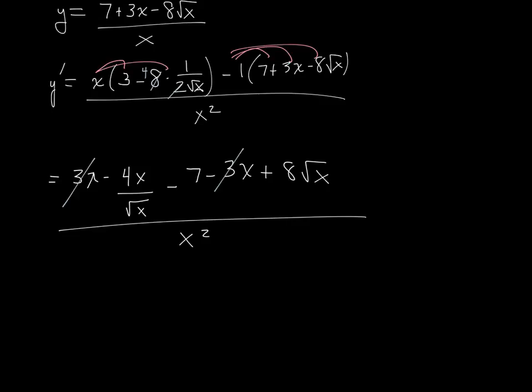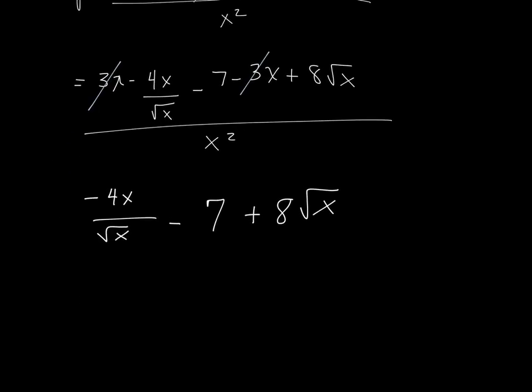I notice the 3x's cancel, and here the way my math lab has the answer is just a little weird. So let's look at this. I have minus 4x square root of x minus 7 plus 8 square roots of x. Now remember, all of these are over x squared. So I could just simply put an x squared on the bottom, the denominator of every one of these. So all I did was, this one was kind of weird, move that to the bottom.